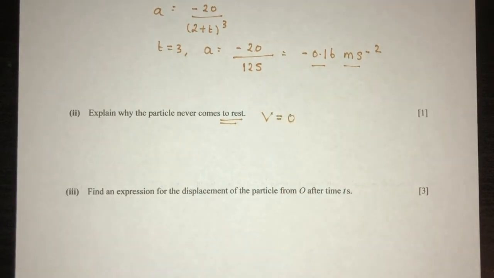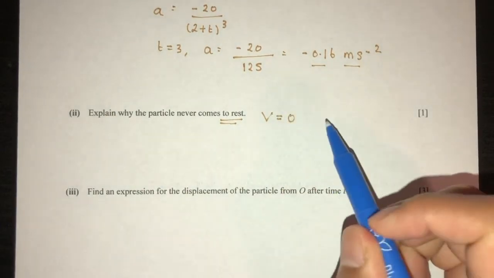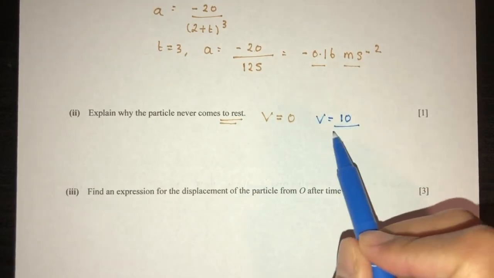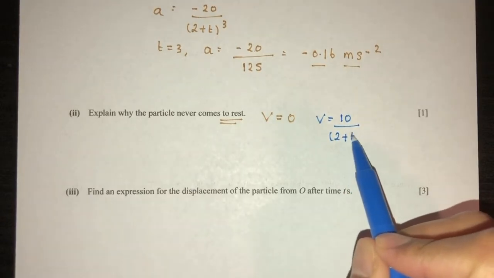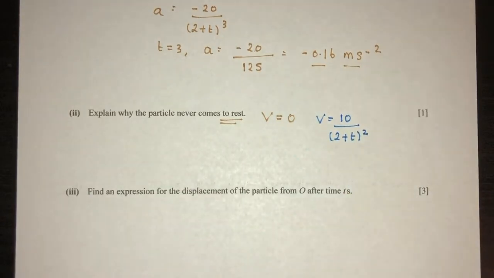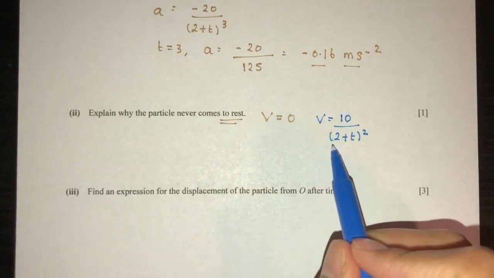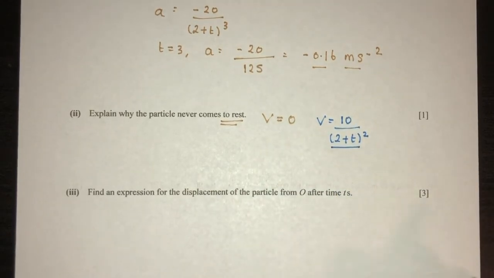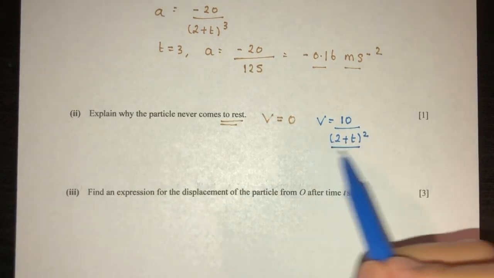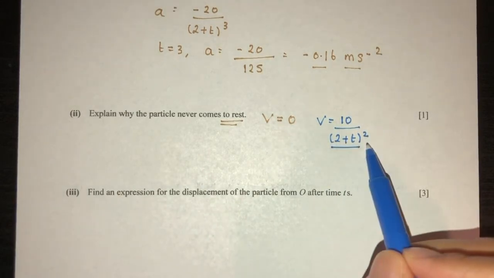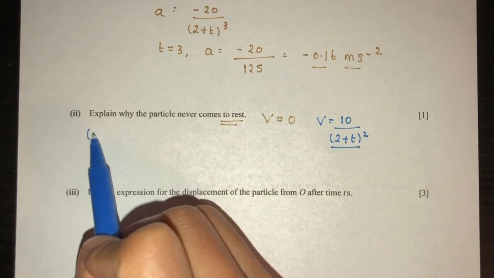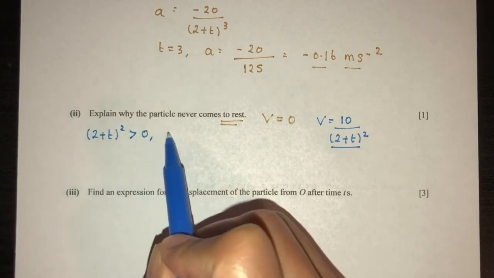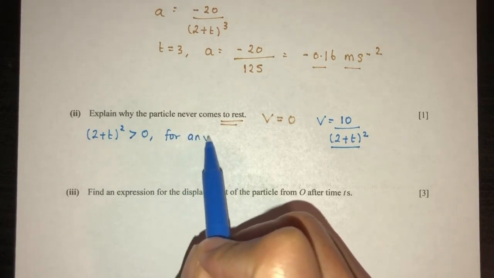So for that, you have to look at your equation. If you can see, v is equal to 10 divided by 2 plus t square. So this is because the whole thing here will never become 0. You can write down that this value will always be positive, and 2 plus t square is always more than 0 for any value of t.